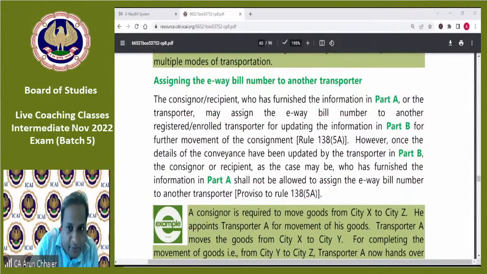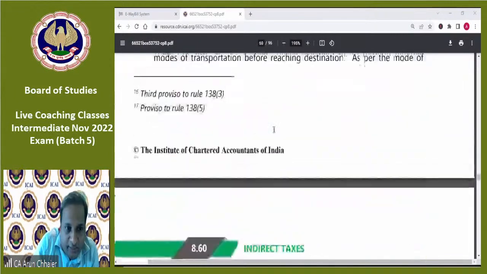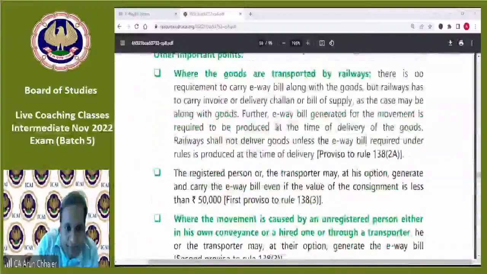Page number 8. Let me take 2-3 questions. 8.57.